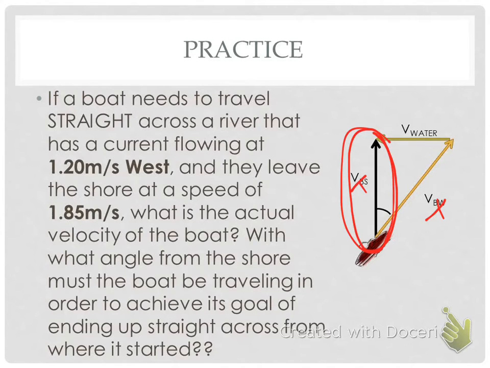That's my goal, right? That's what I want people to see, is me going straight across the river. I want to end up straight across from where I started. So that's my resultant vector. And we can tell it's our resultant vector because it goes from the origin to the tip of the last vector.